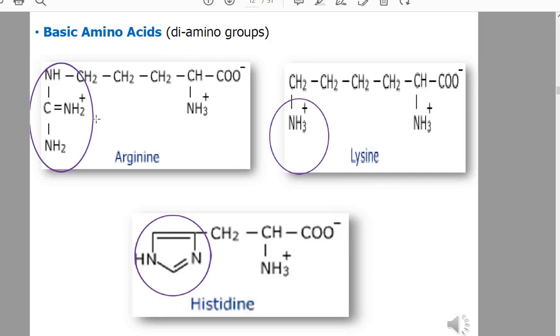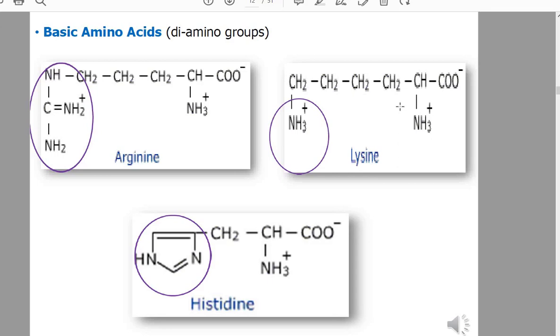Basic amino acids are the contrast of acidic amino acids. They have two amino groups. The amino group tends to obtain or gain a proton and carry a positive charge. In the normal amino acids, or in the constant structure of amino acid, they have both a carboxylic and an amino group, which have one negative and one positive charge, so they are neutral.